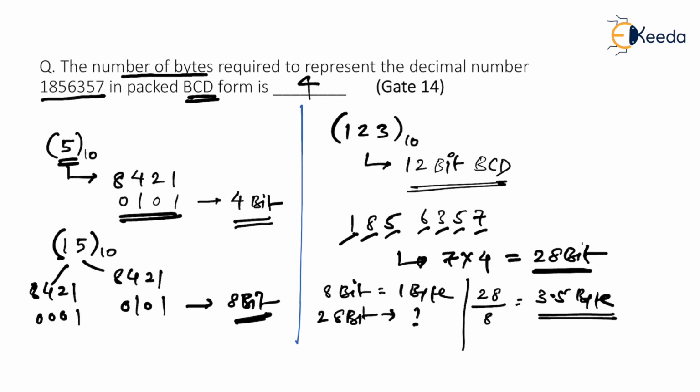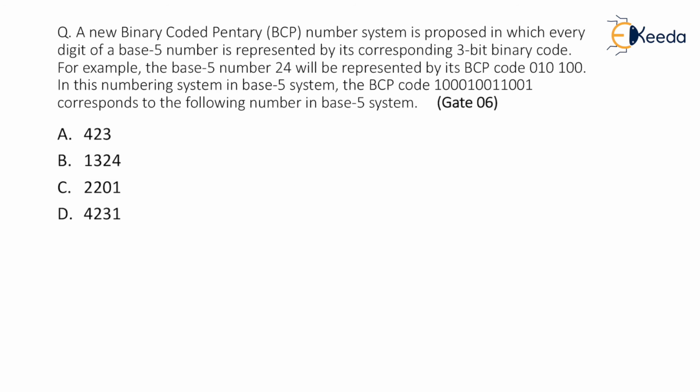Okay. So 3.5 cannot be rounded off as 3. 3.5 has to be rounded off as 4. So 4 is the correct answer. Let's move to the next question. So this is the last question.